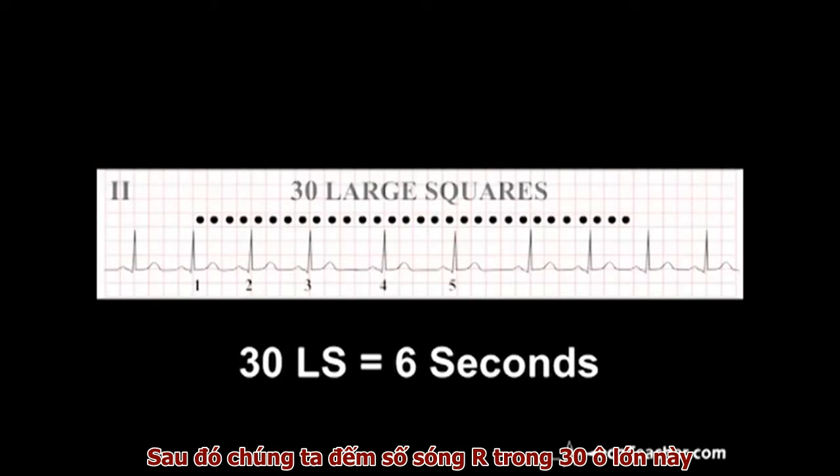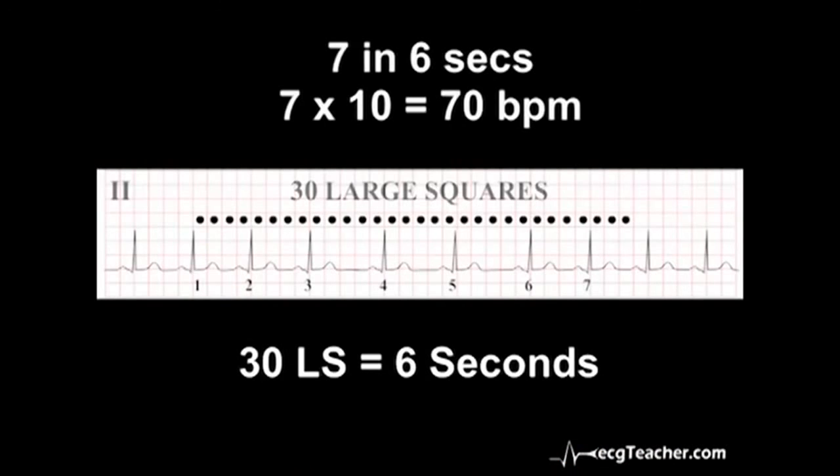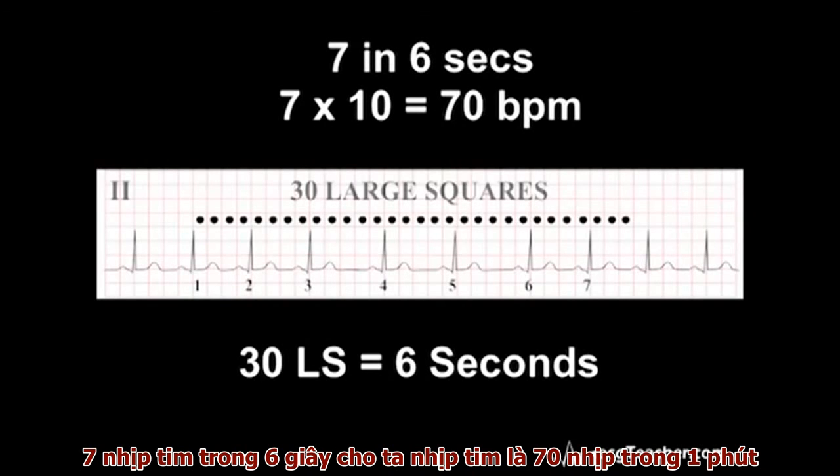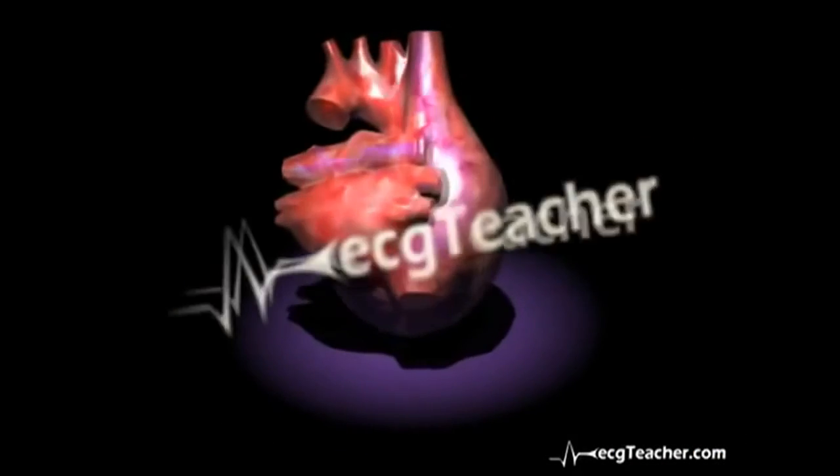Count the number of R waves in these 30 squares. In this case there are 7. 7 beats in 6 seconds gives a heart rate of 70 beats per minute.